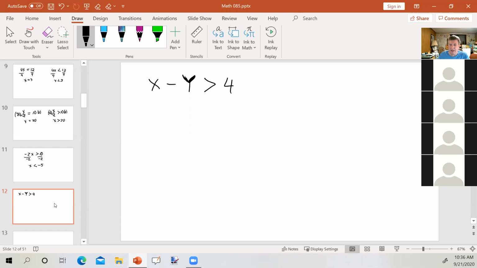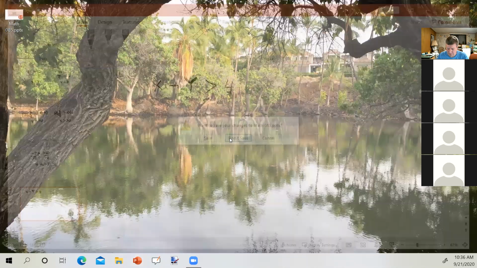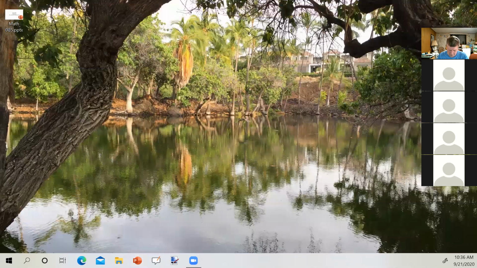What I'm going to do now is switch to a different screen. Give me just a minute here. Let's see if I can find my mouse. There it is. We're going to close that up, and we're going to open up this screen.